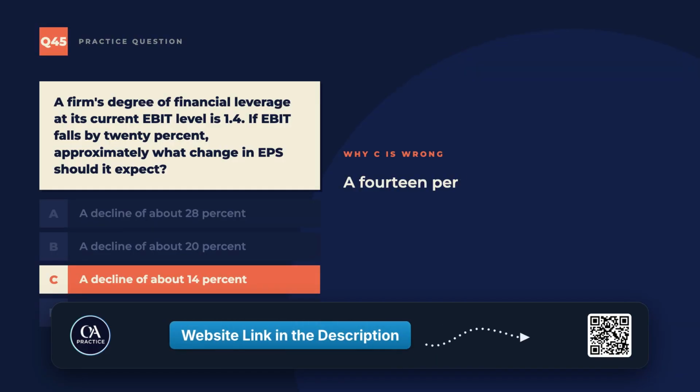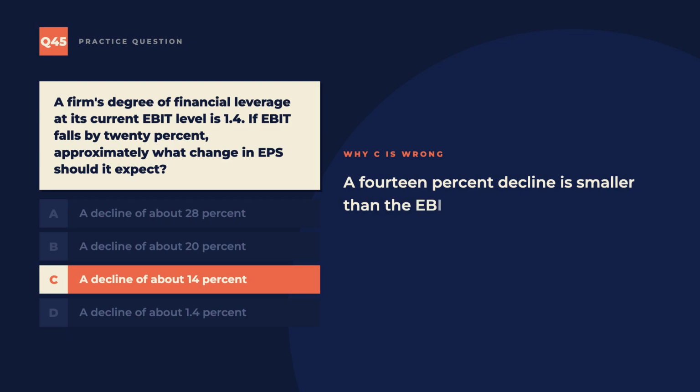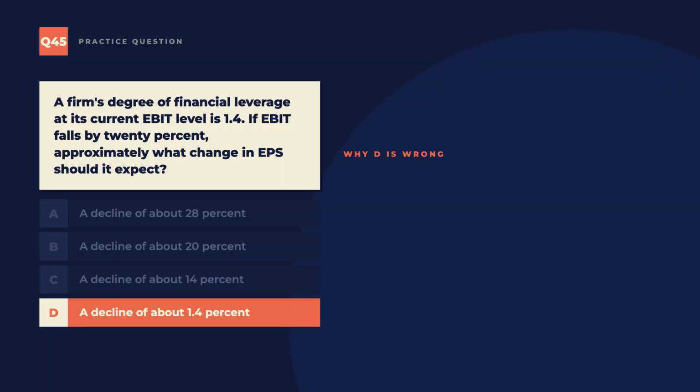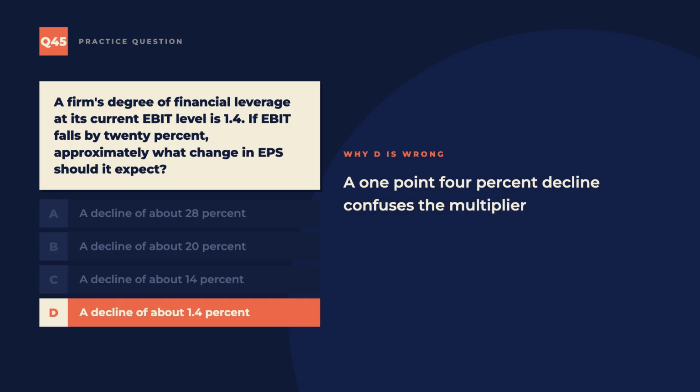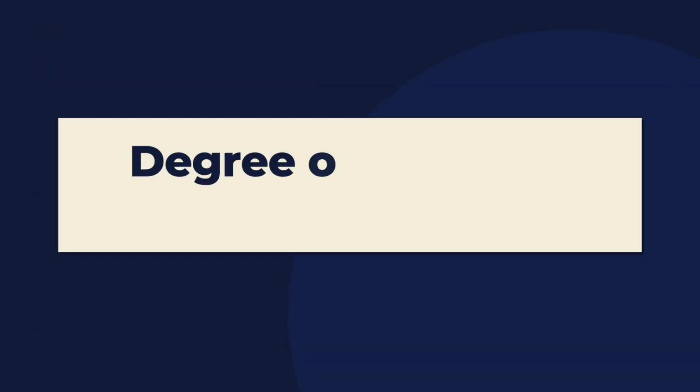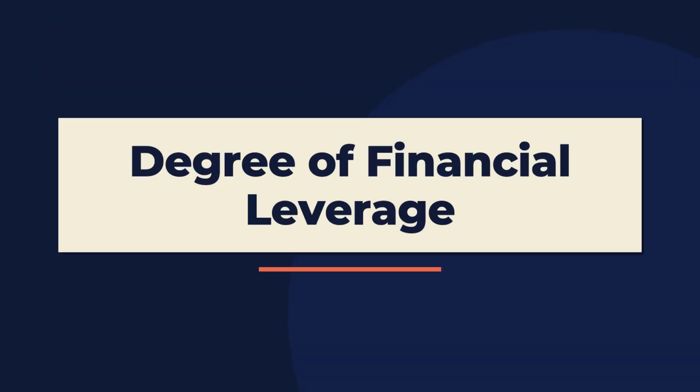C is wrong because a 14% decline is smaller than the EBIT change, which is the wrong direction. Leverage above 1 amplifies the drop rather than shrinking it. D is wrong because a 1.4% decline confuses the multiplier with the result. The 1.4 must be multiplied by the 20% EBIT change, giving 28%. Financial leverage answers one narrow question: given a change in operating profit, how much larger a change lands on per share earnings, purely because of the firm's financing?